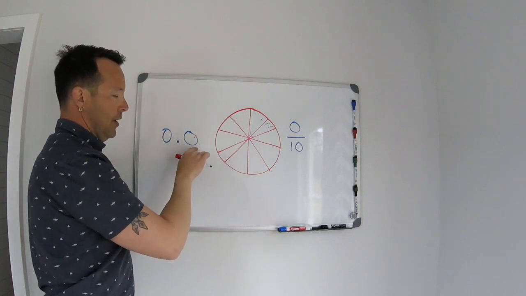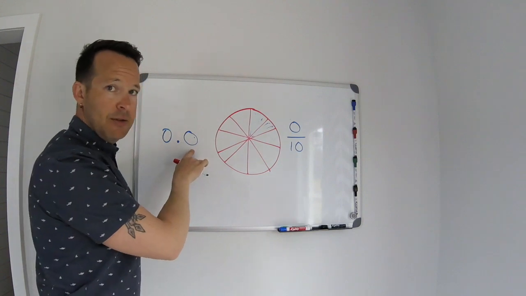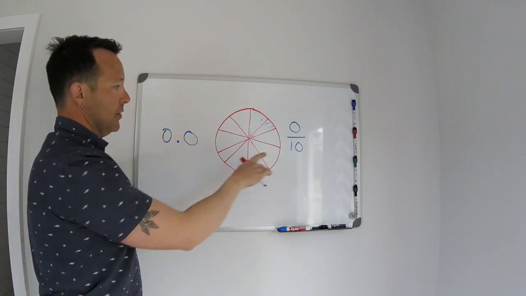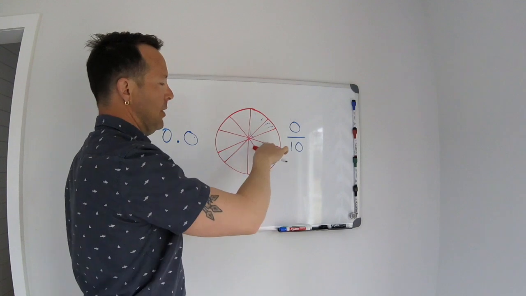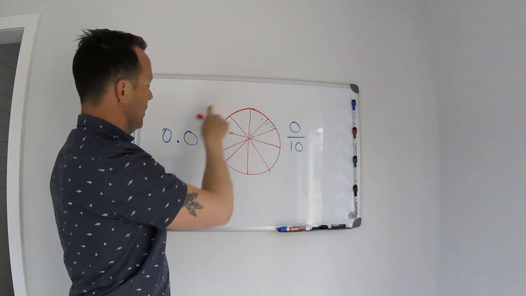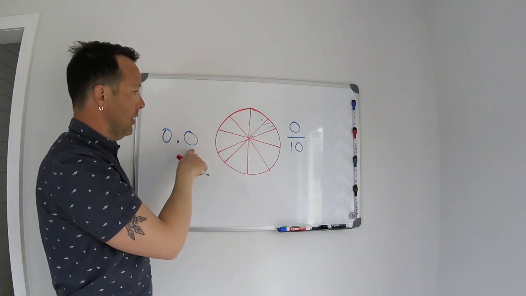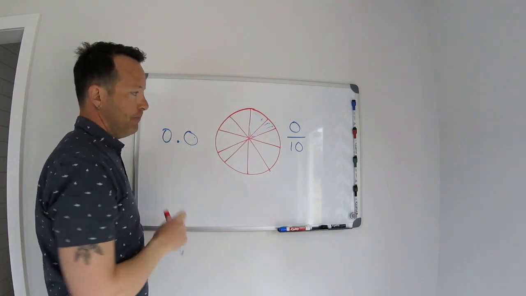So the numerator is the 10th. That's where it goes. So the denominator is how many pieces, and the numerator, in this case 0, goes over here into the 10ths column, so 0.0.